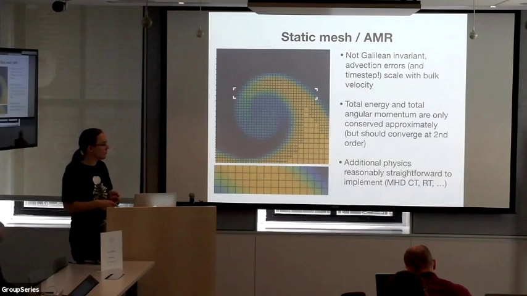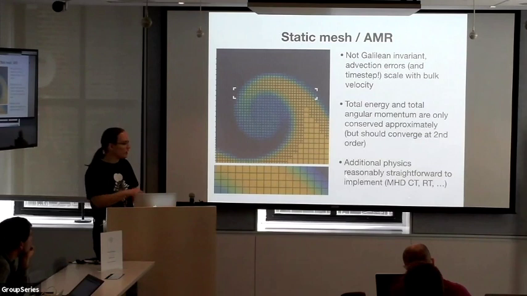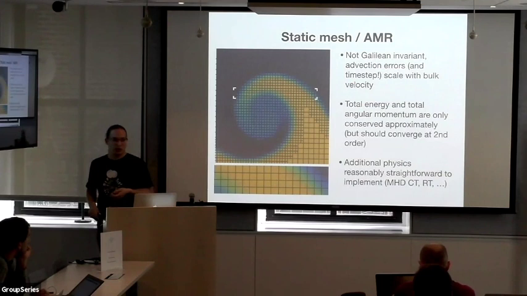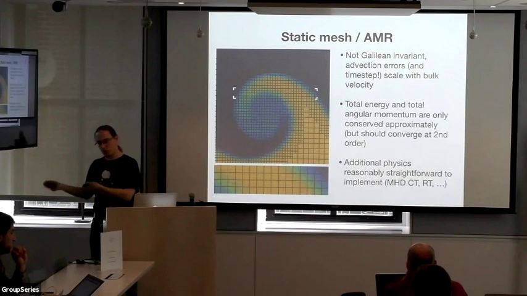So this I already said. One of the nice things is that additional terms, because of the regularity of the mesh, are from all the three methods by far the easiest to add. Whether it's magnetic fields, different solvers, or radiation transport, usually it's implemented in AMR first, and it's the most stable and reasonably straightforward to implement there compared to SPH.